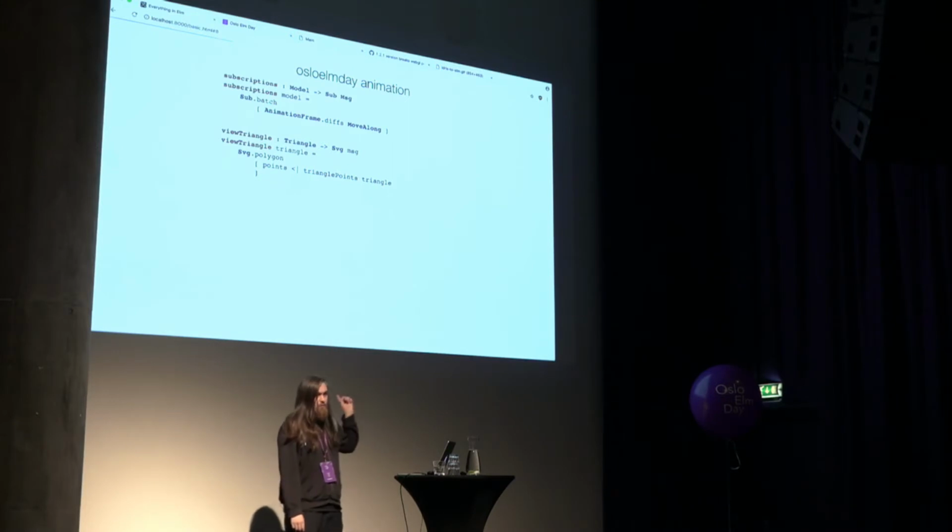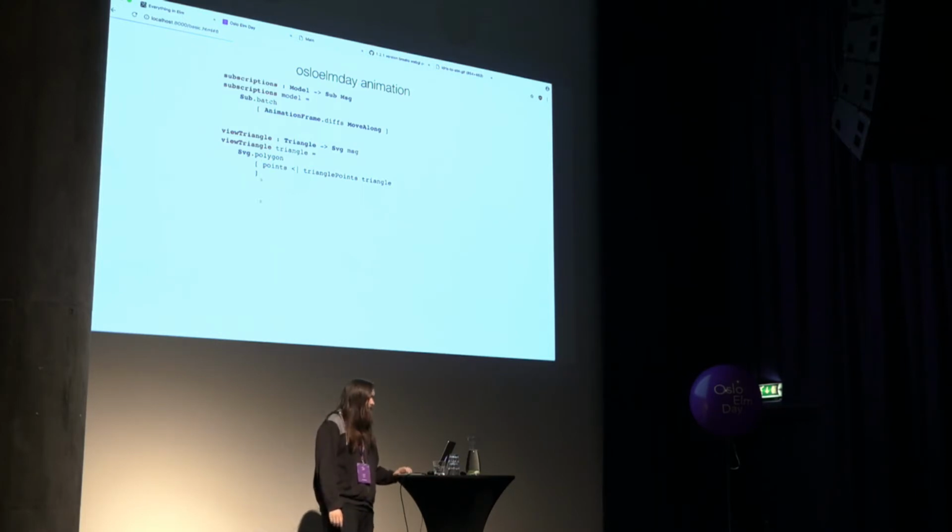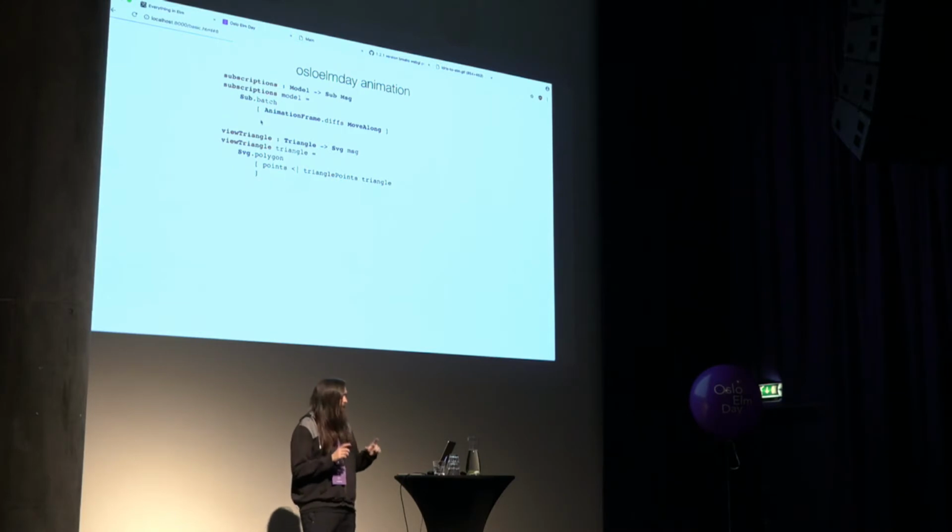We have a view function for our different shapes. This is a triangle one. I've cut out a whole bunch of boilerplate. But the view triangle is basically just given the triangle, you figure out the points of the triangle, and then you draw it as SVG onto the SVG thing you're making. And then you also have a subscription to the animation frame so that you stay in sync, like I said.